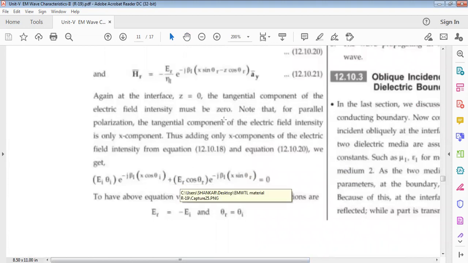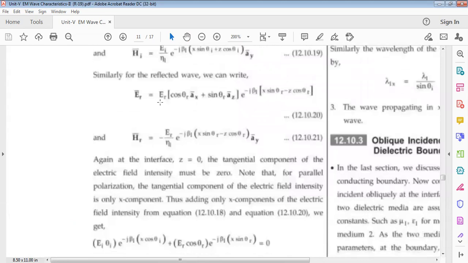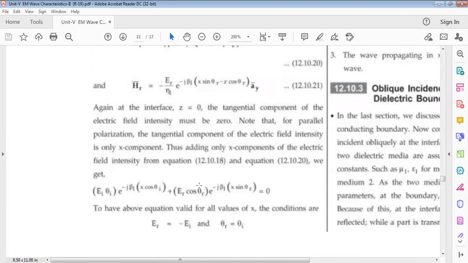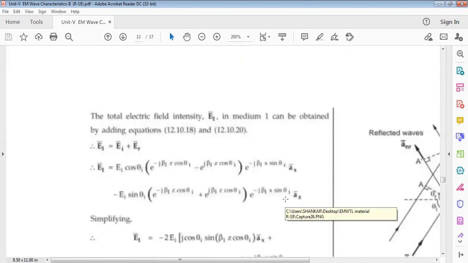And similarly for E_r also, E_r is equal to E_r into cos theta because it's the a_x component, and the z component is eliminated. And here also z is 0. e power minus j beta 1 x sine theta r is equal to 0. So bring the second term to the right-hand side with a minus: E_i is equal to minus E_r, and theta i is equal to theta r. To have the above equation valid for all values of x, the conditions are E_r is equal to minus E_i and theta i is equal to theta r.